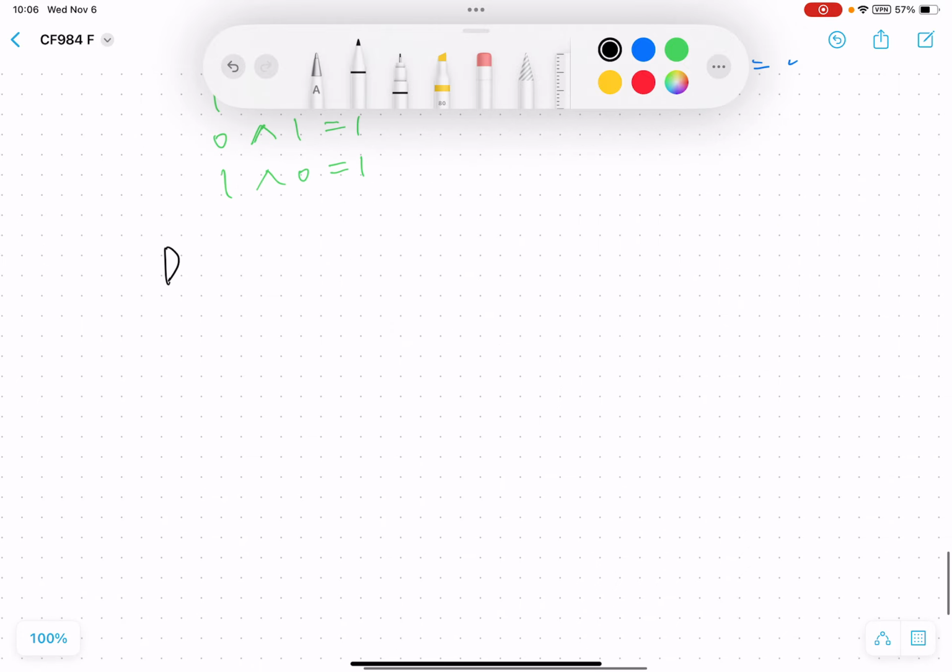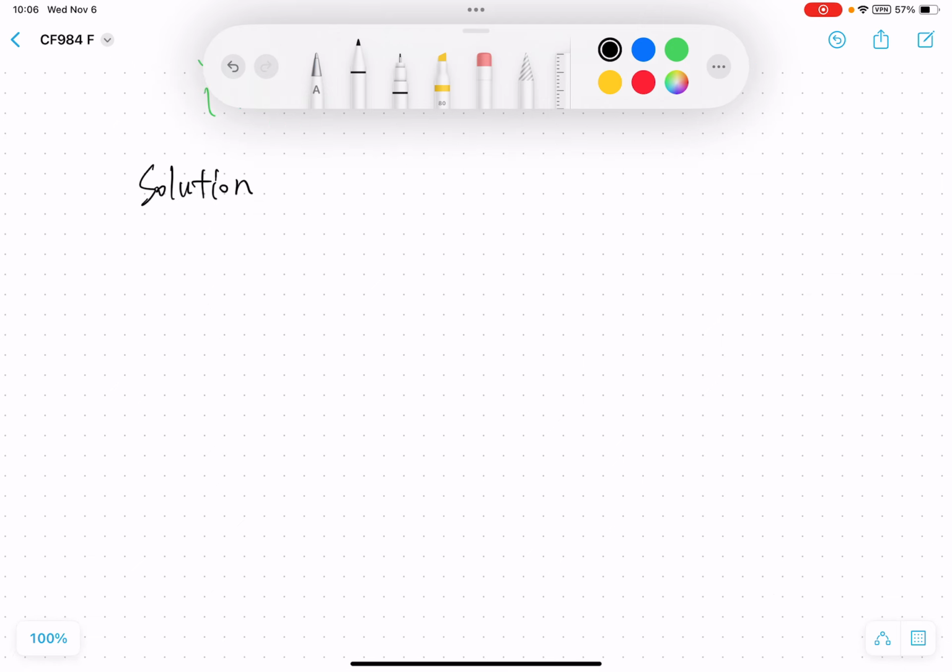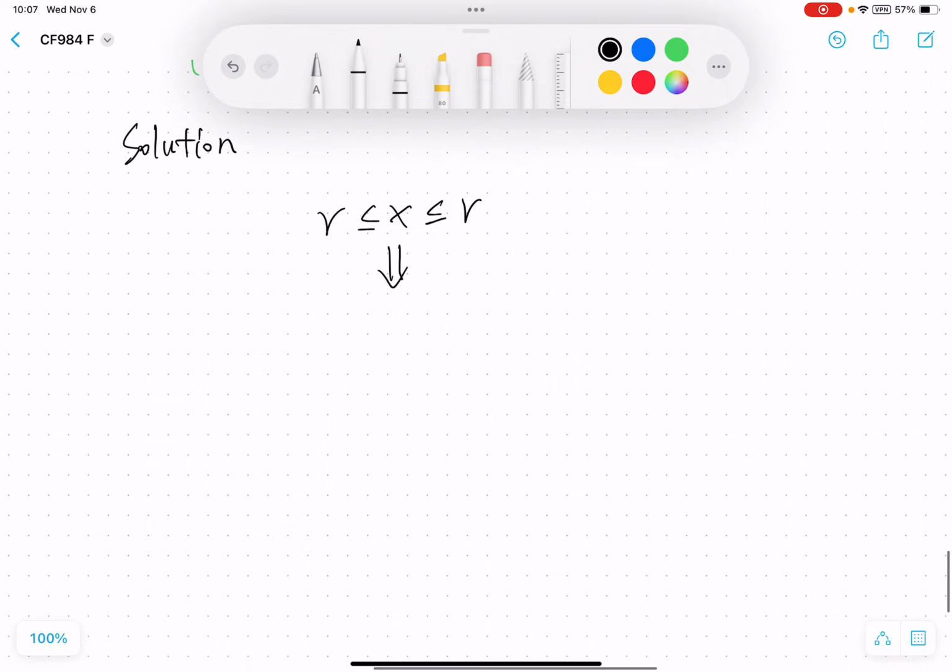Next part, let's talk about the solution. Actually, we need to XOR all elements x between L and R. For this kind of problem, we can transform it to prefix R XOR prefix L minus 1. We can make this transformation.